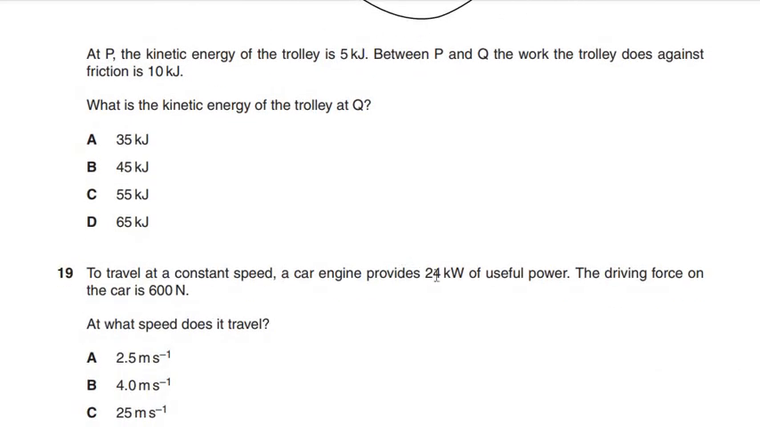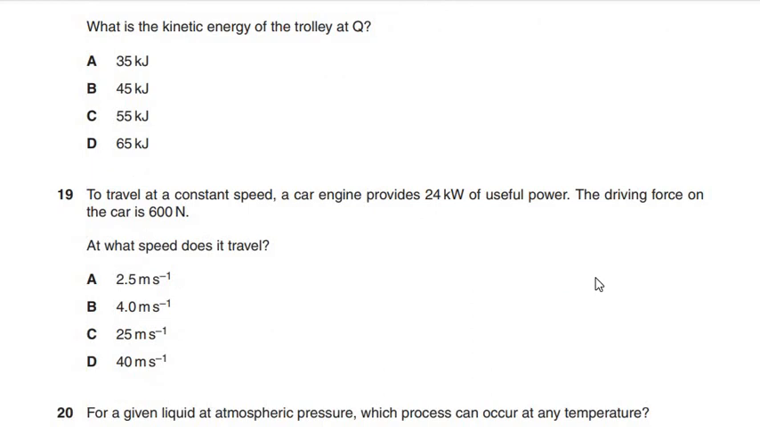To travel at a constant speed, a car engine provides 24 kilowatts of useful power. The driving force on the car is 600 kilonewtons. Right, at what speed does it travel? So basically power is equal to force into velocity. If you do that calculation for question 19, your answer should be D.